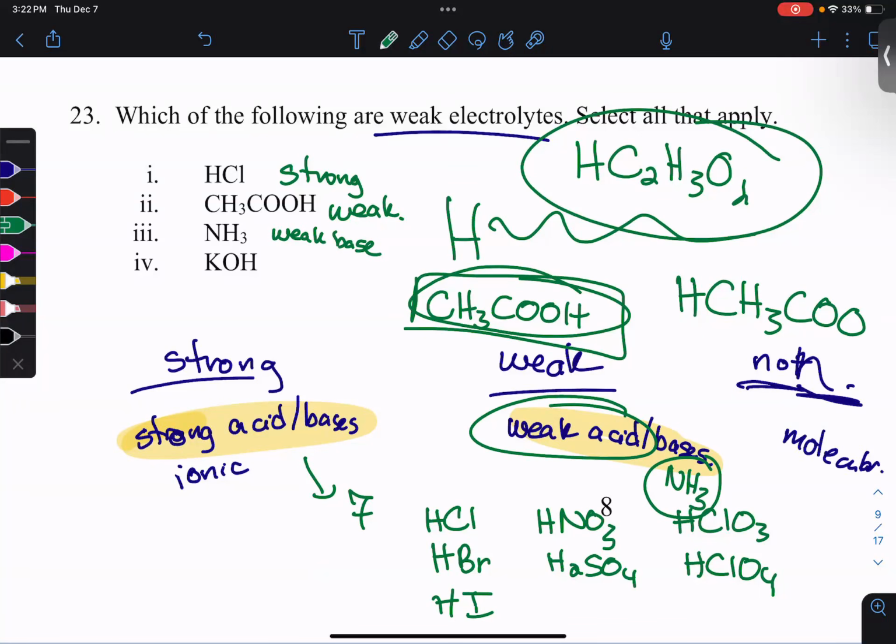In Chem 1220, you're going to learn all the other weak bases. Okay. Last one, KOH. KOH. Strong. Yes, it is a strong electrolyte. Why? It's a strong base. Also, it's ionic. So that idea kind of falls under both, okay? Because strong bases are also ionic compounds when we name them.